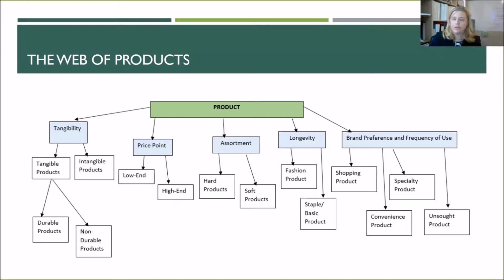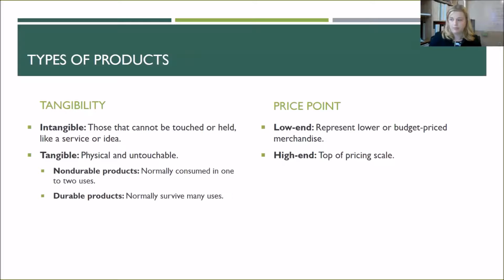So we're going to start with the tangibility category. So when we talk about tangibility, we already mentioned this a little bit. It's a pretty straightforward definition. And we're just really talking about whether something is physical or not. So if you have a product that is classified as intangible, that really means that it's a service or an idea. So again, like we talked about with the personal shopping example. If you have a tangible product, it's physical and touchable.